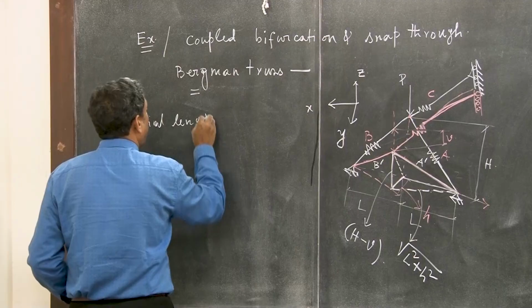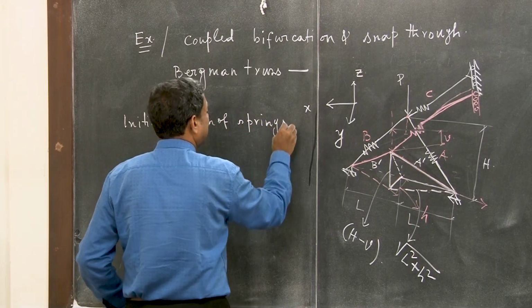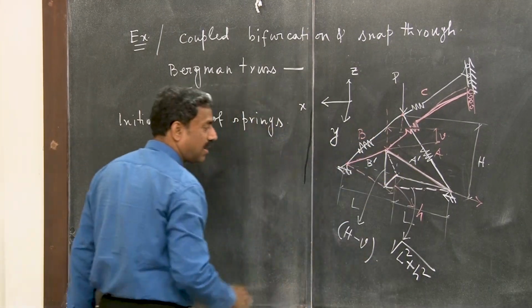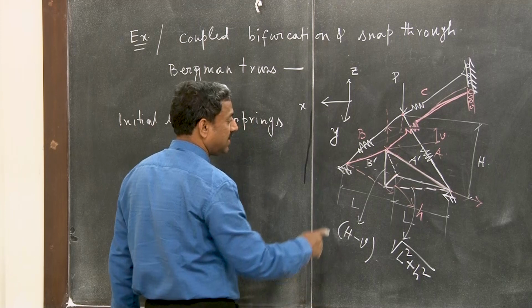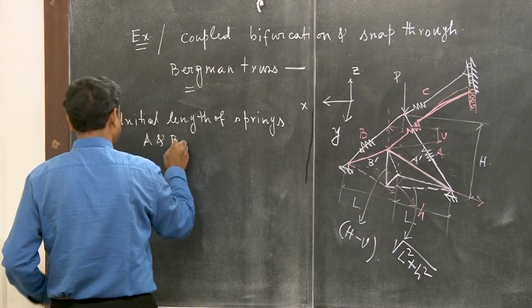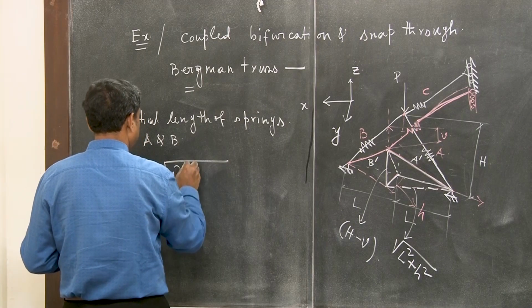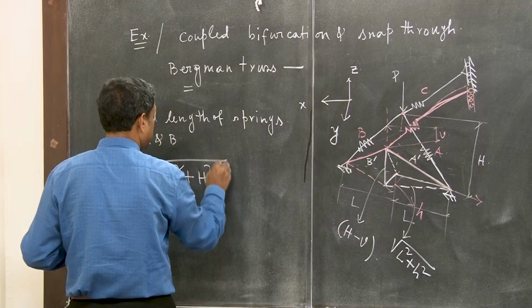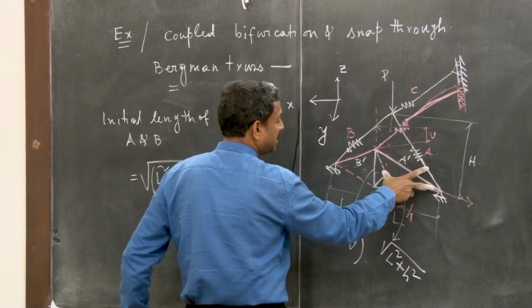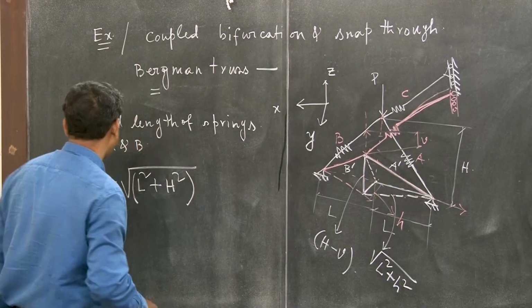initial length of springs, or this spring stiffness is given by this axial stiffness of the truss. I am assuming maybe some stiffness. Spring A and B, they are identical, okay, is nothing but root L square plus h square, right? Why L square plus h square? Because this length was L and this length was L and this length is h. So this length was root L square plus h square, right?